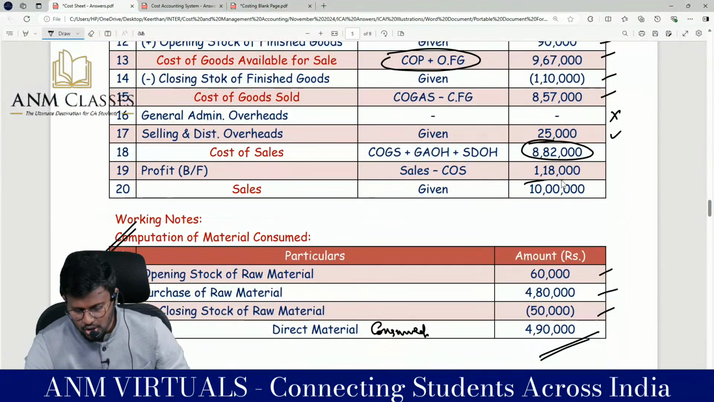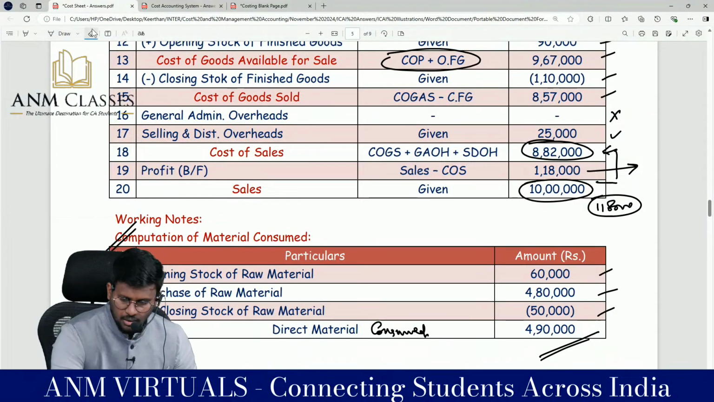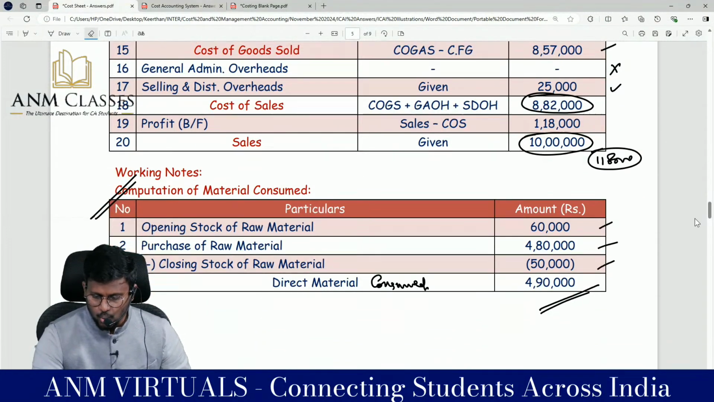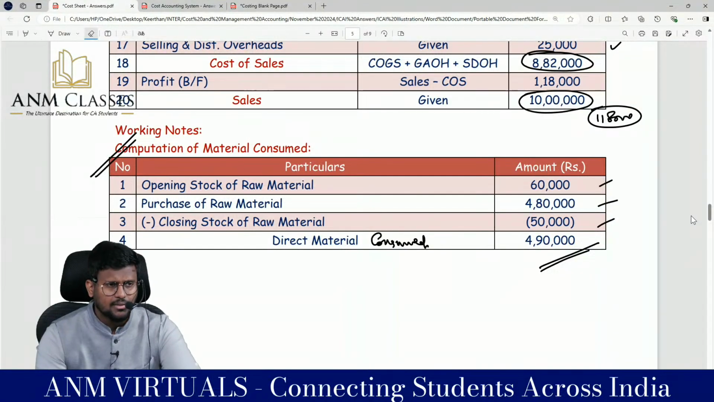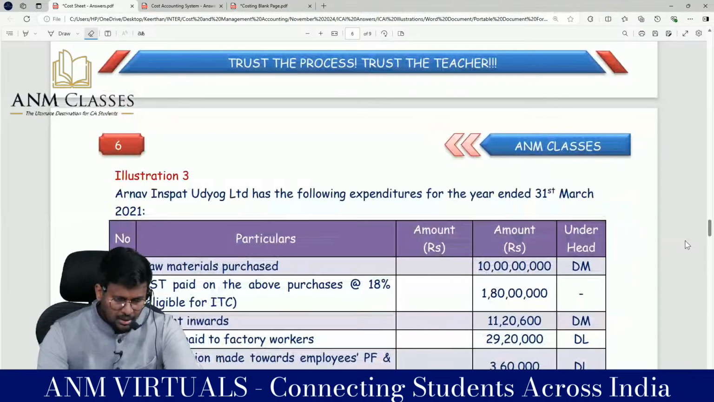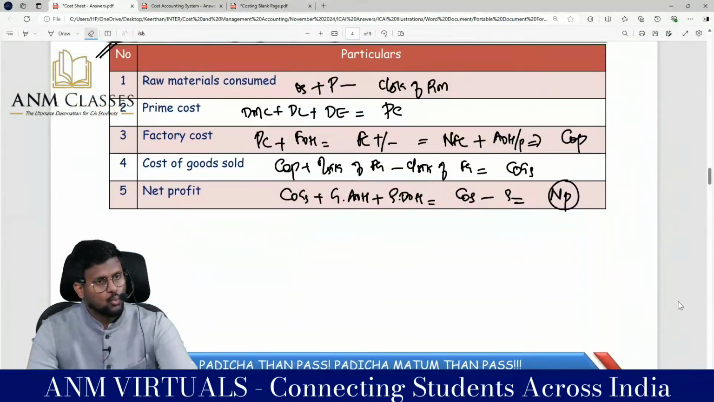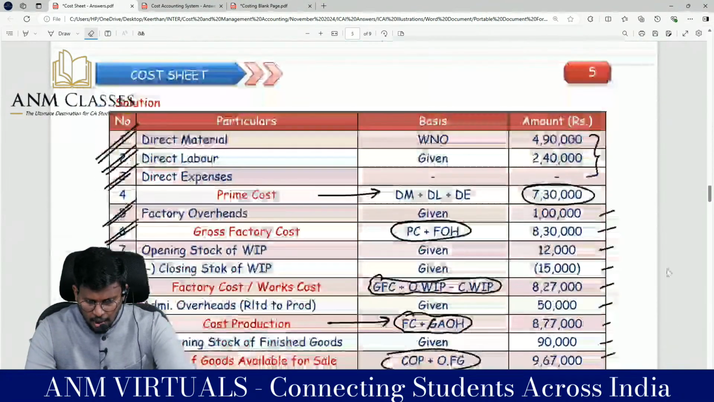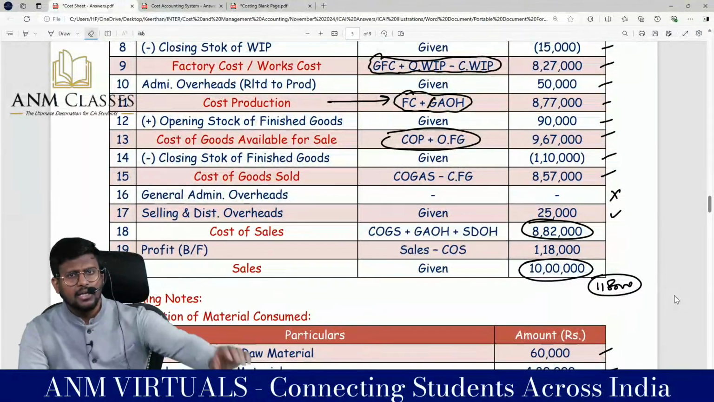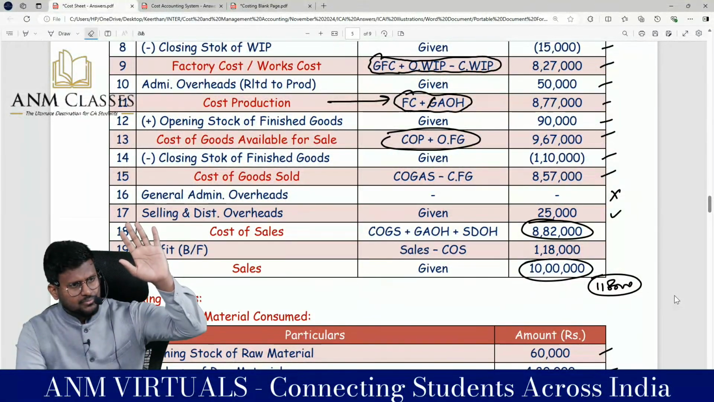They have given the sales of 8 lakh. So the profit will be 1 lakh 18,000. 1 lakh 18,000 is the net profit. Net profit is nothing but sales minus cost of sales. That's it with regard to question number 2. Are you comfortable? How many of you got 1 lakh 18,000 as net profit?